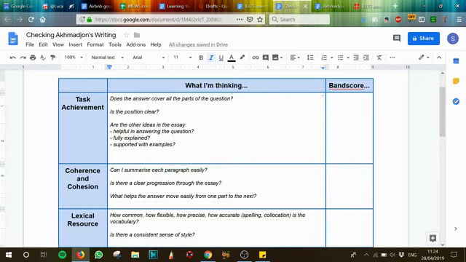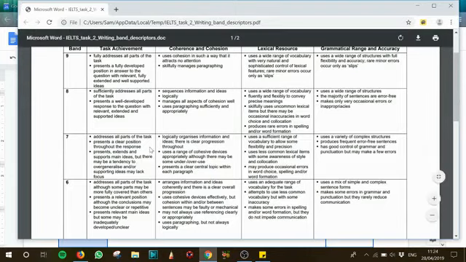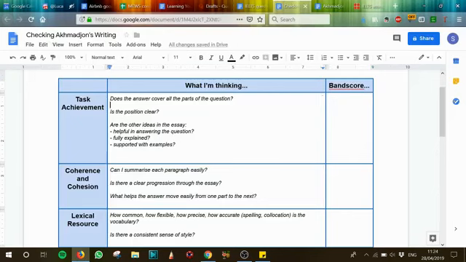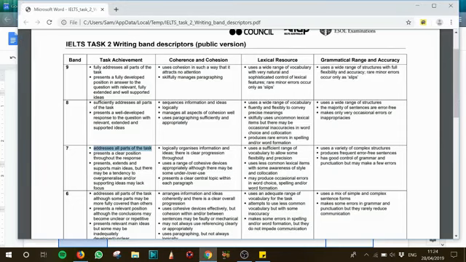So now we need to think about what band score we can give Akmajon, and here the IELTS writing band descriptors are really useful. Akmajon's target band score is a 7, so let's see if we can get him a 7 for this essay. So for a 7, he needs to address all parts of the task, and we said that, yes, he does address all parts of the task. Perhaps he could address some a little bit more. Presents a clear position throughout the response.